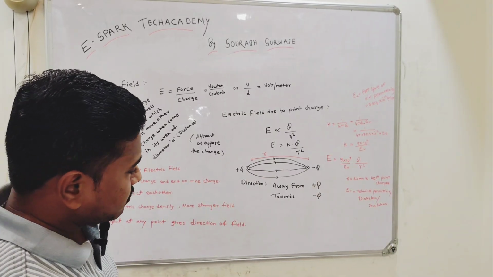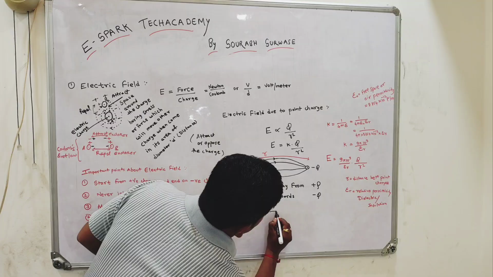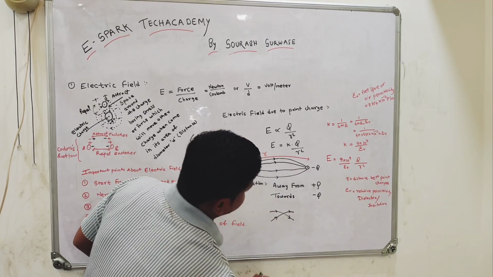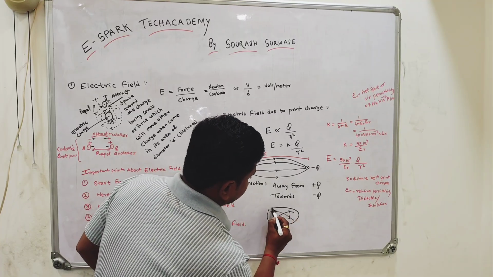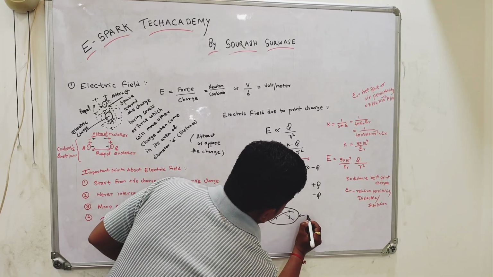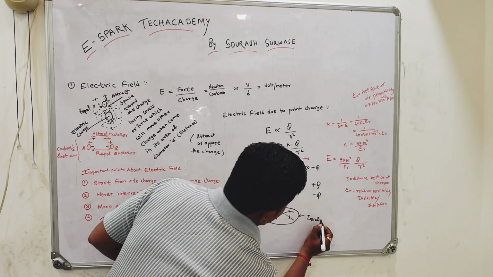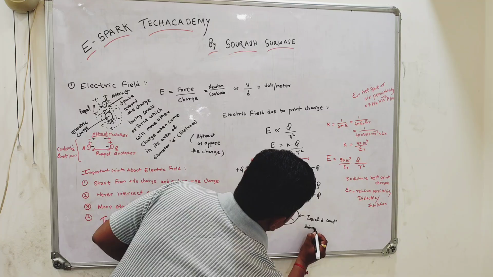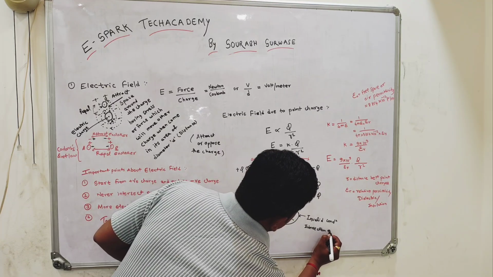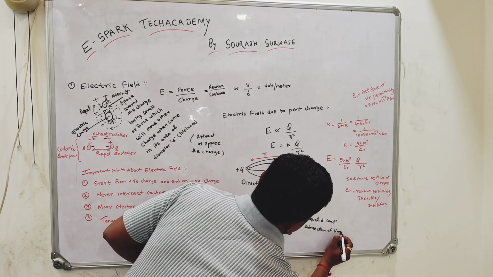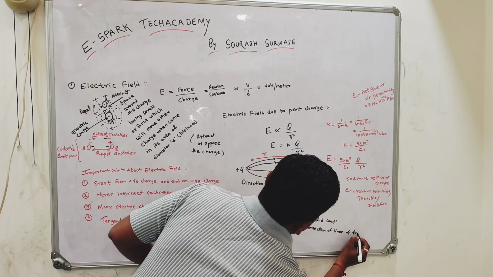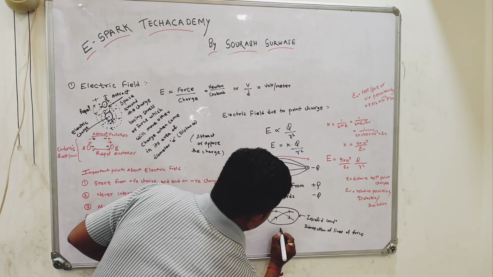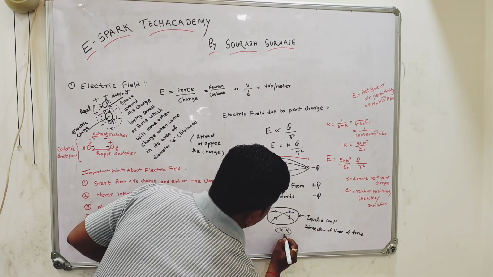What is intersection? Intersection is when the lines cross each other. That is an invalid condition. Intersection of lines of force is not allowed at all.